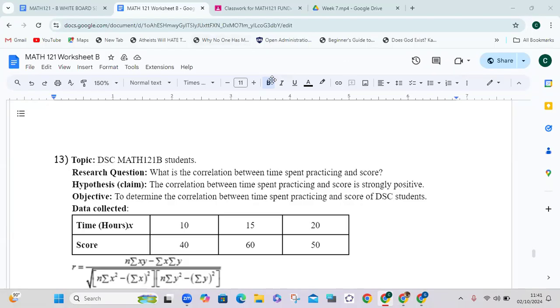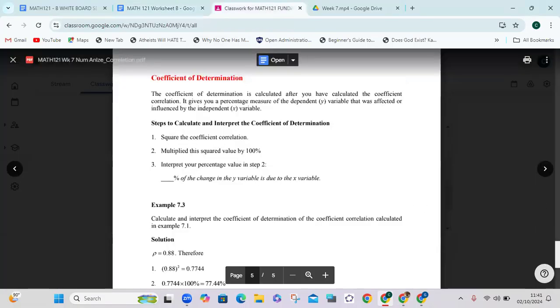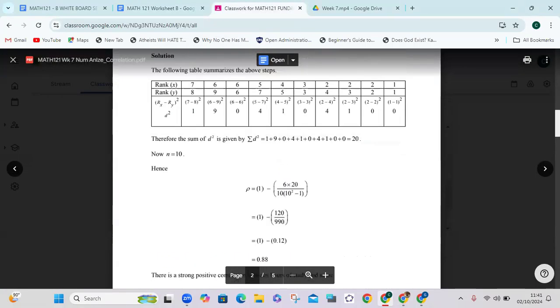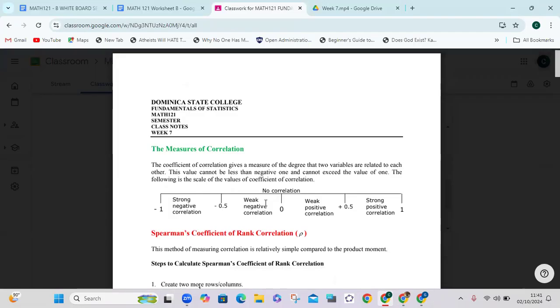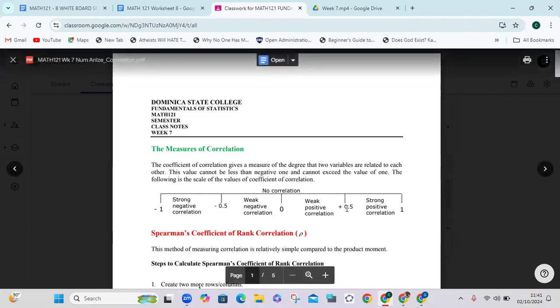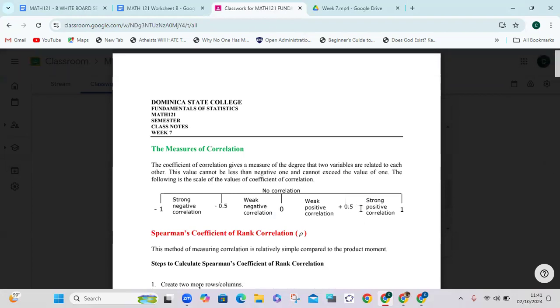Bear in mind, according to the scale in week 7, you cannot get a correlation that is less than -1, neither more than 1. It must be between -1 and 1 inclusive. Now, any correlation 0.5 and more is strong. Between 0 and 0.5 is weak. You have positive strong, negative strong, you have positive weak, and negative weak.